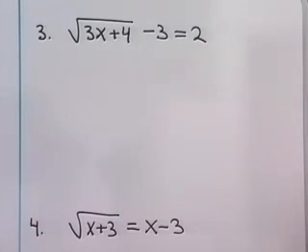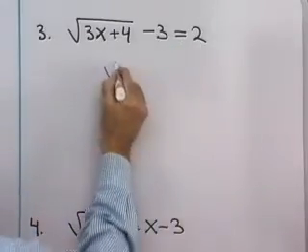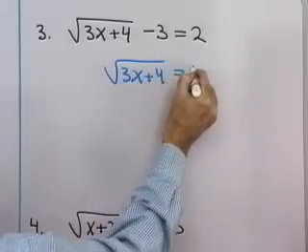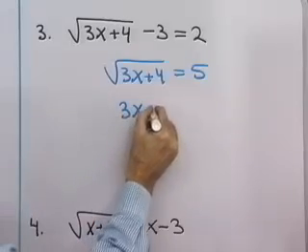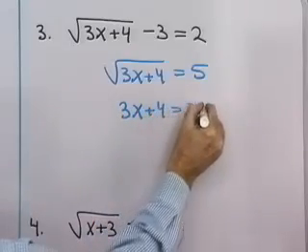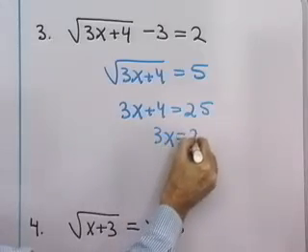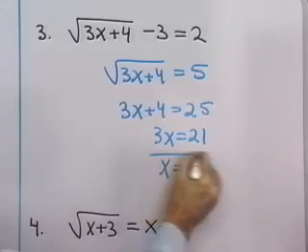Problem 3, I have a square root minus 3 is equal to 2. I want to start by adding 3 to both sides. Square root of 3x plus 4 is equal to 5. Now I'll square both sides and get 3x plus 4 is equal to 25. Add negative 4 to both sides. 3x is equal to 21. Divide both sides by 3. X is equal to 7.